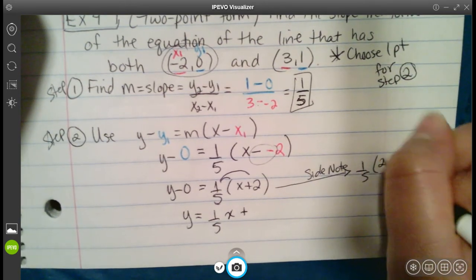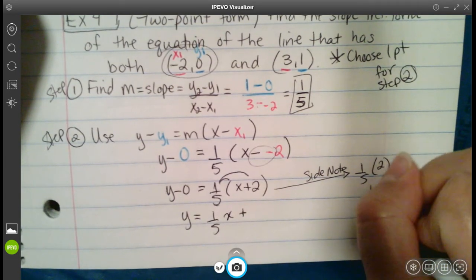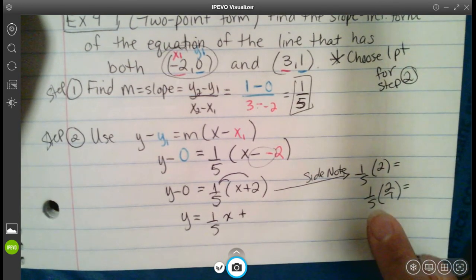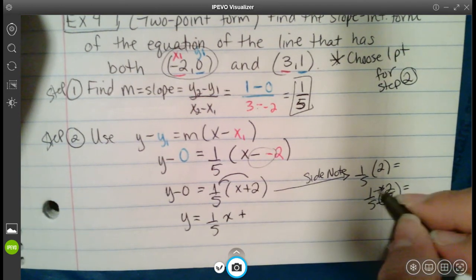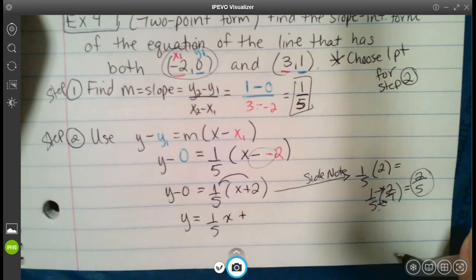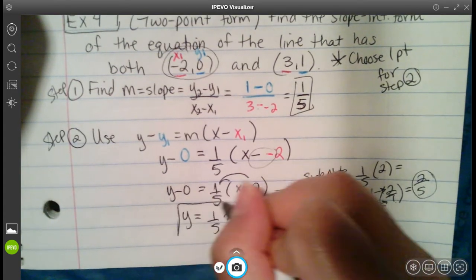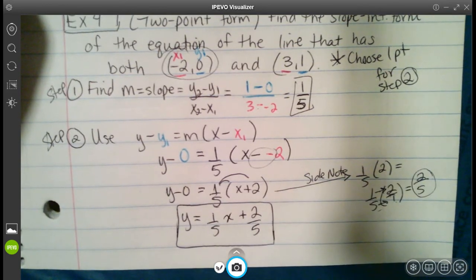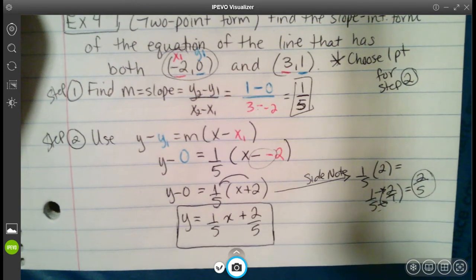1/5 times 2 is the same as 1/5 times 2 over 1. And when we're multiplying fractions, we multiply straight across. So this would just be 1 times 2 is 2, 5 times 1 is 5, it would be 2/5. So plus 2 over 5. And that would be our equation for this problem, in slope-intercept form, where the slope is 1/5 and the y-intercept is 2 over 5.